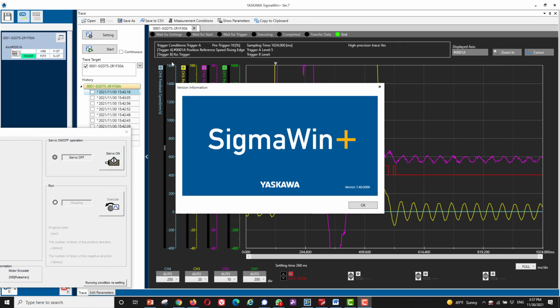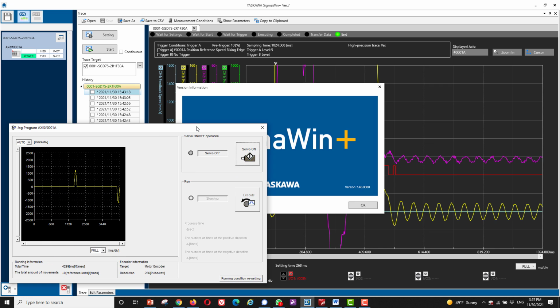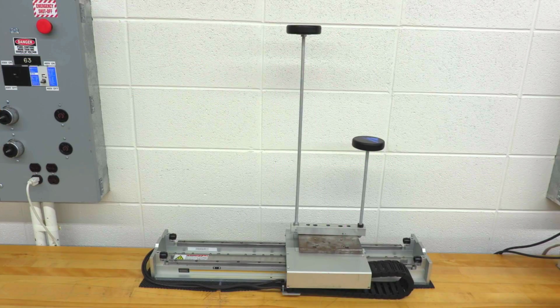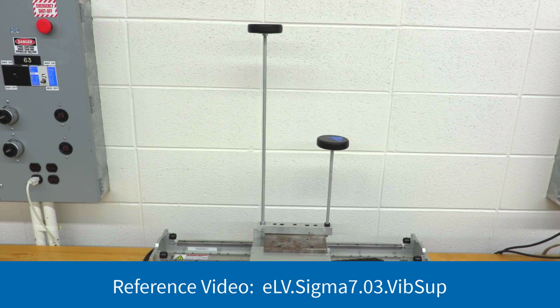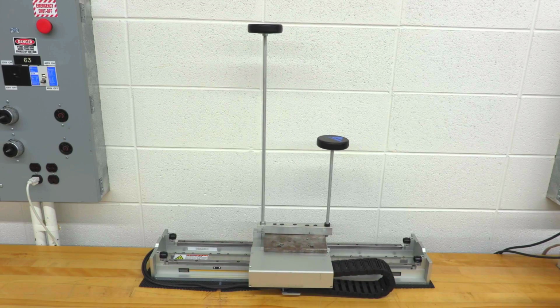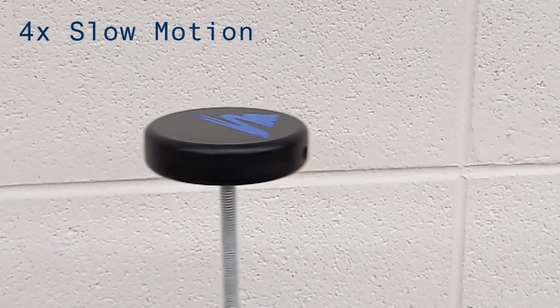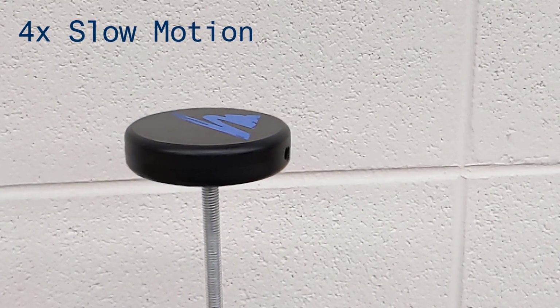I'm connected to the Sigma 7 amplifier with Sigma Win Plus, and I'll be commanding the move through program jog operation, although it could also originate from the controller. In a previous video, I ran advanced auto-tuning, and this stopped the tall rod from vibrating. But upon closer inspection, I can see that the load on the shorter rod is also vibrating.